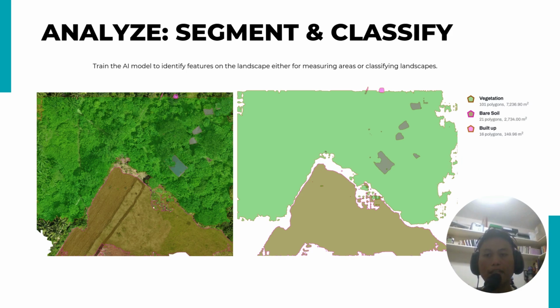We can also do segmentation and classification using GeoNadir. I selected a specific area in the Tayabas dataset where there are visible differences on the landscape. Using the Magic Wand tool, I collected samples or training data of the regions of interest. In this example, I collected samples of bare soil, vegetation, and built up or man-made structures.